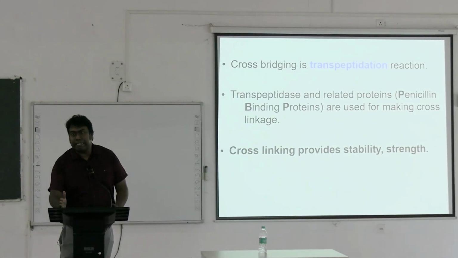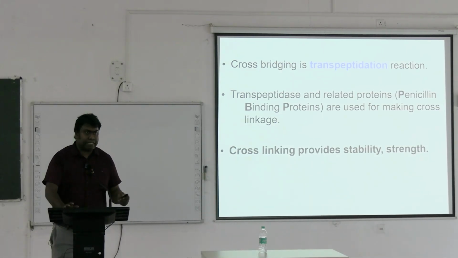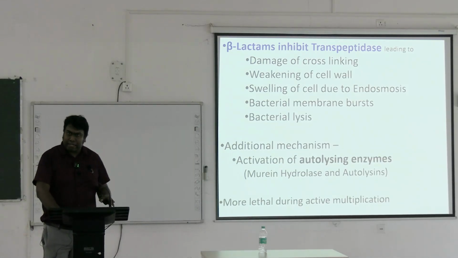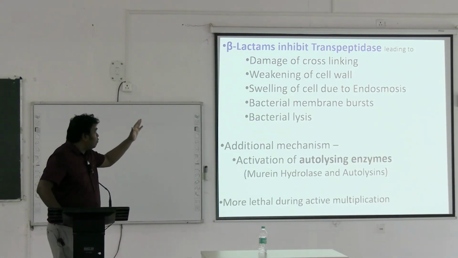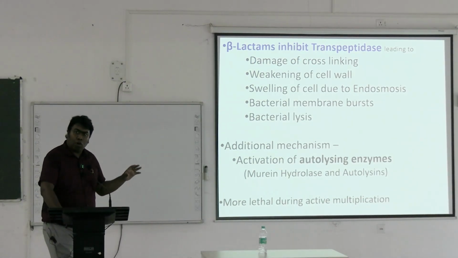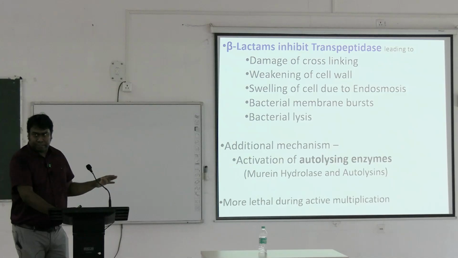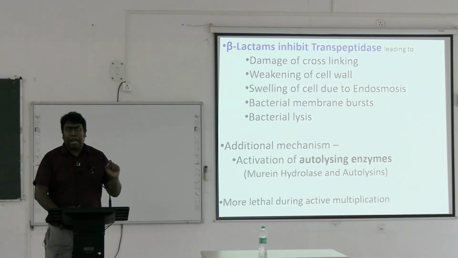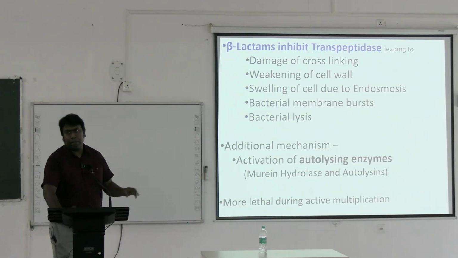Now beta-lactam or penicillin inhibits, what does it inhibit? The transpeptidase enzyme. As they inhibit the transpeptidase enzyme, first what happens? The cell wall will be lax due to less cross-linking. Then there is swelling of the bacteria due to endoosmosis. Then there is bursting of the membrane and then lysis. This is the proper mechanism. Along with that, they also activate autolysis enzyme. They are more lethal when there is proliferation or multiplication of the bacteria.